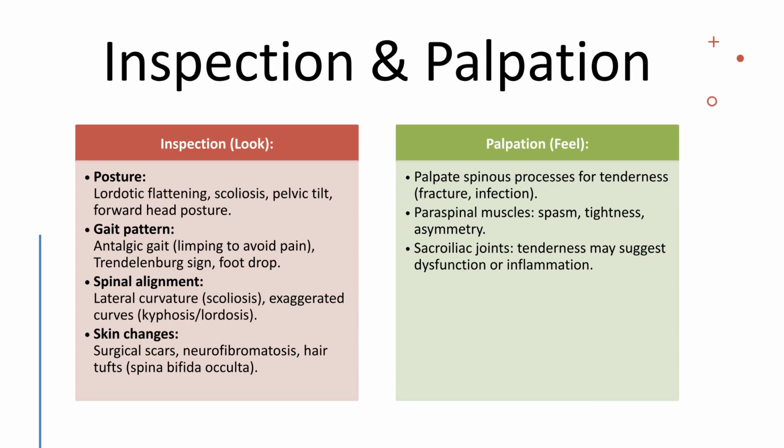Inspection involves observing posture, gait, spinal alignment, and any skin changes. Palpation identifies tenderness in spinous processes, paraspinal muscle spasm, or sacroiliac joint tenderness. These findings help localize the mechanical source of the pain.